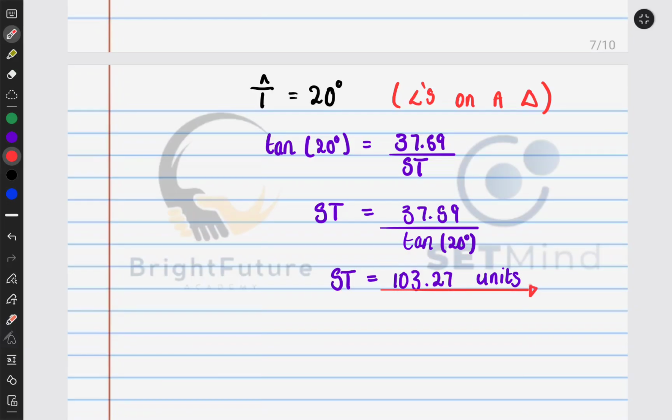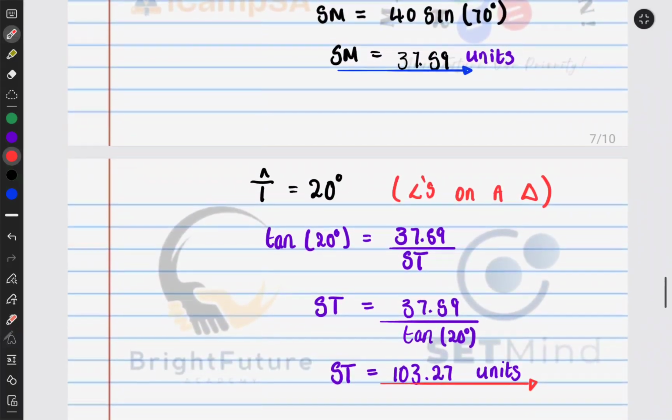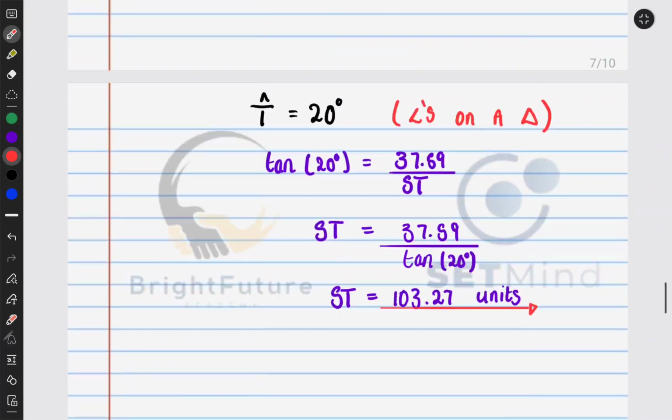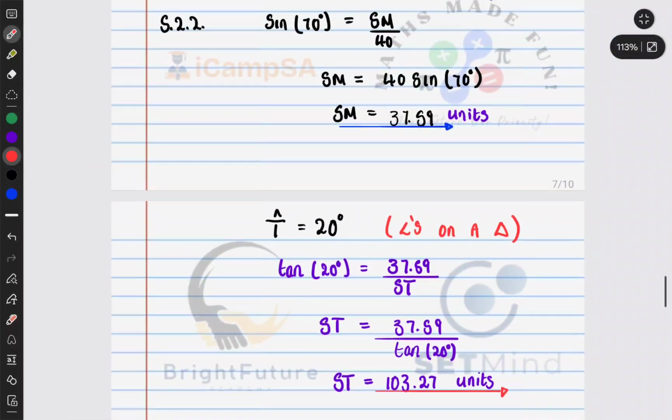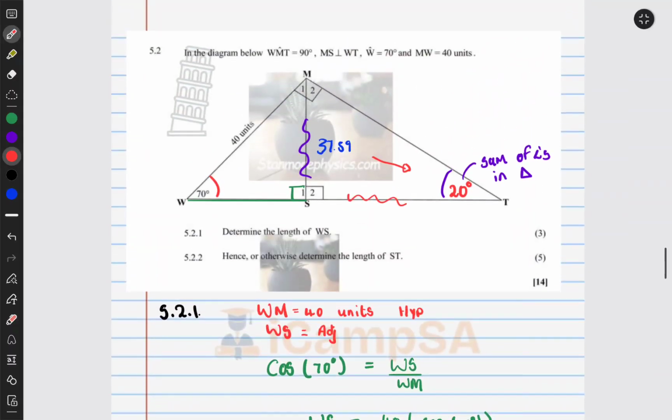Okay, and that is how you solve for that, 5.2.2. Yes. Okay, let's come back for a while here.